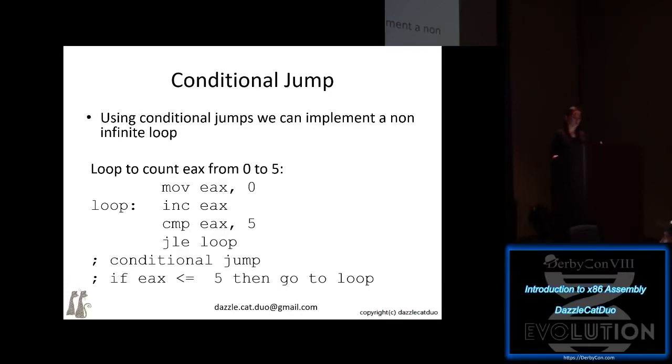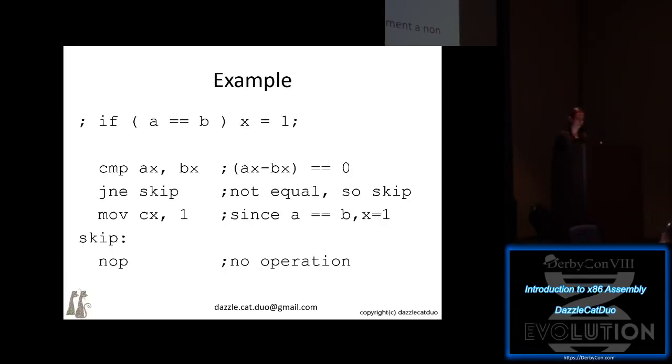So load a 0 into EAX by moving a 0 into EAX. I'm going to increment EAX. I'm going to compare EAX to 5. And if it's jump less than or equal to loop. So if EAX was less than or equal to 5, I jump back up and do the loop again. So what that means is when EAX is greater than 5, I will not take the jump and I will end the loop. So now I've got the ability to do conditional looping.